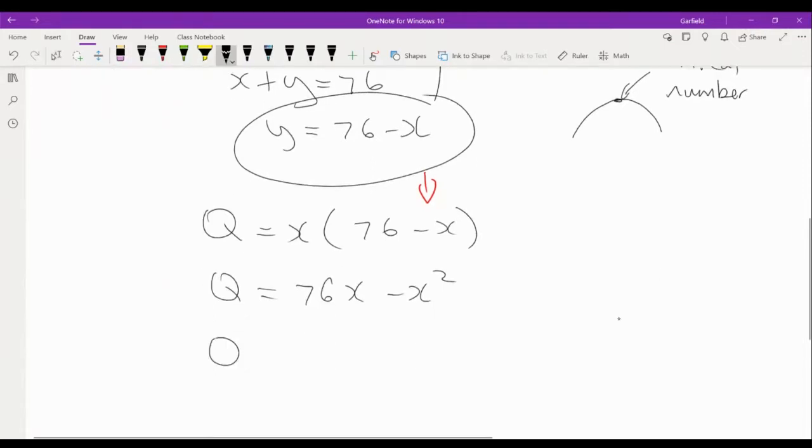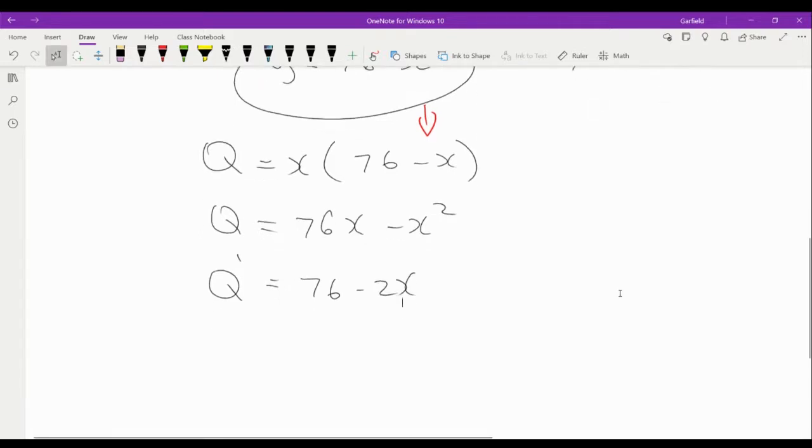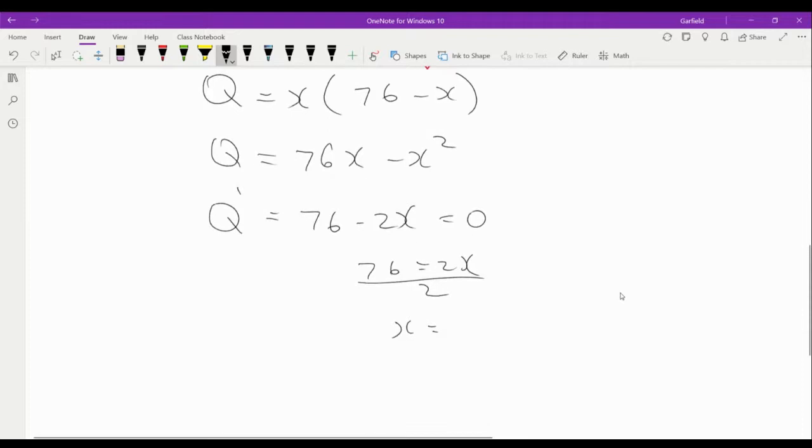And the problems just get more complicated. So Q prime, which is the notation for the derivative, is 76 minus 2x. That's our derivative, which we're going to set equal to 0 and solve. So 76 is equal to 2x, divide both sides by 2. So x is equal to 38.